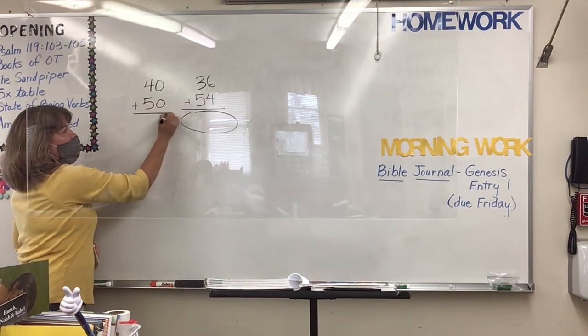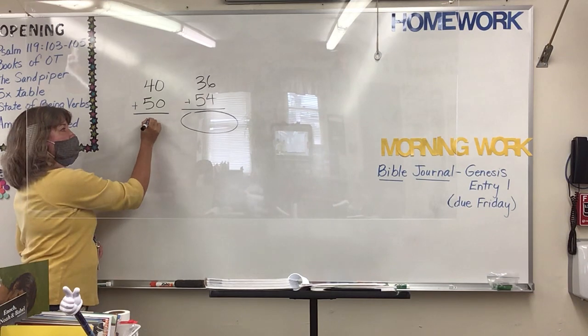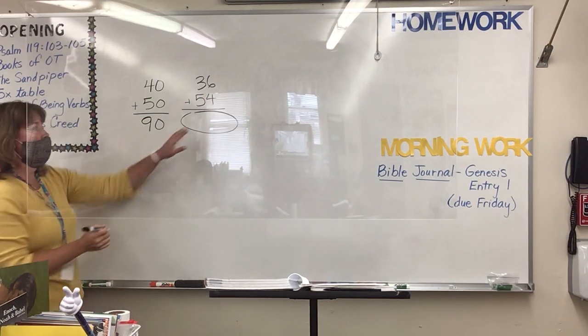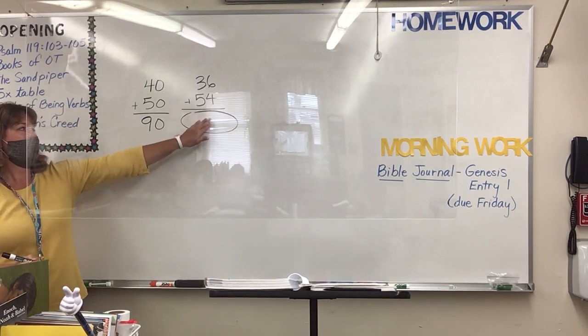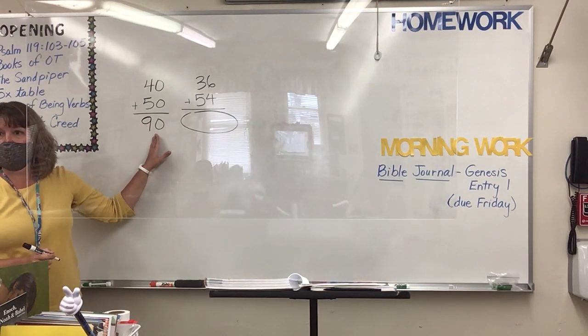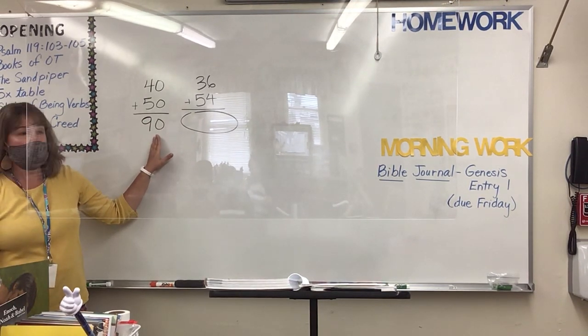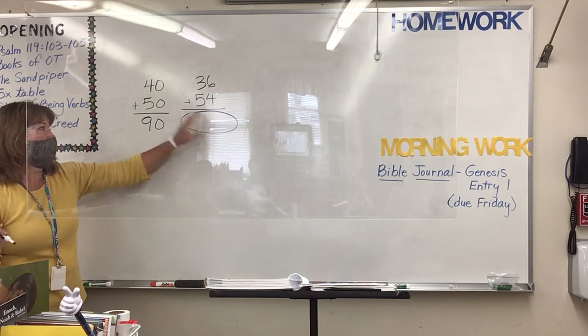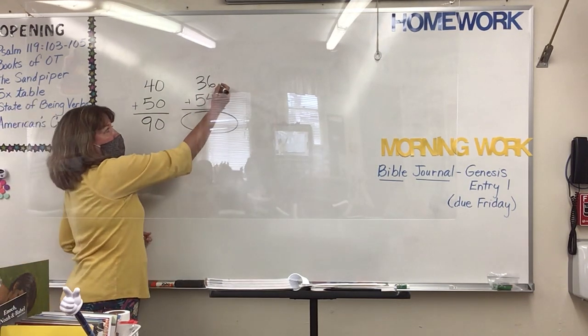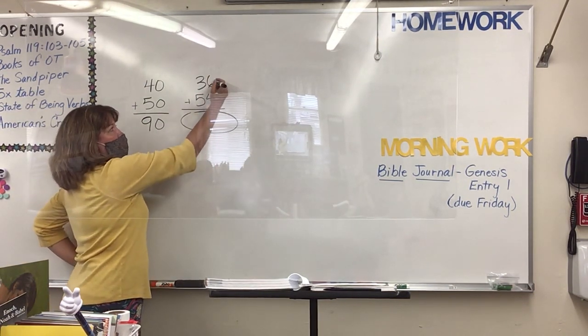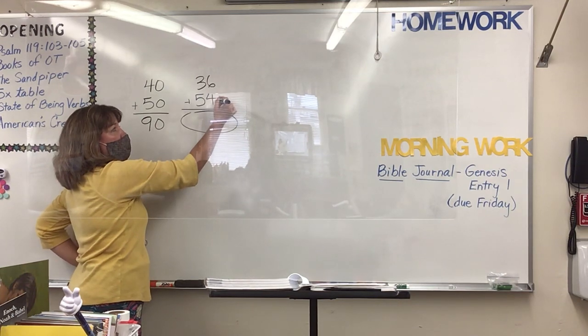So what's 40 plus 50? 90. So hopefully our answer here should be about what our average answer is. It won't be exact, but it'll be around it. So let's add our ones place first. What is 6 plus 4?